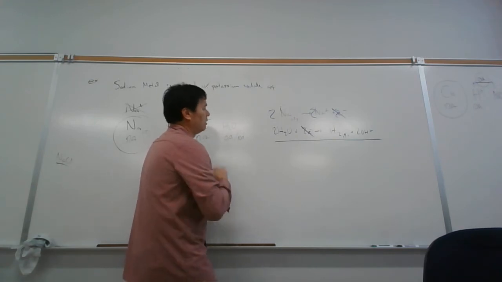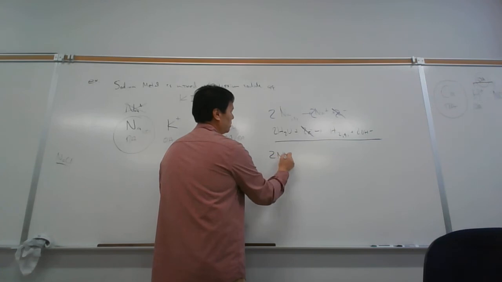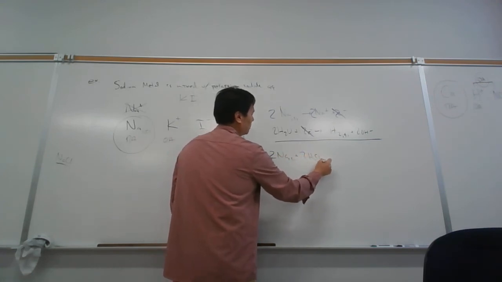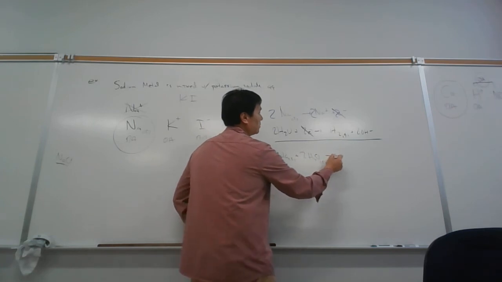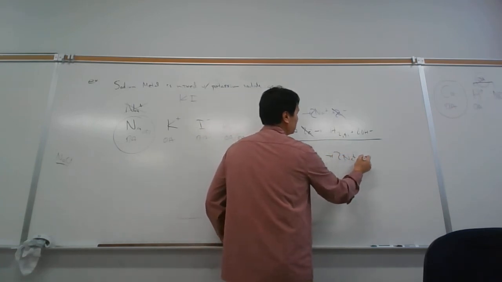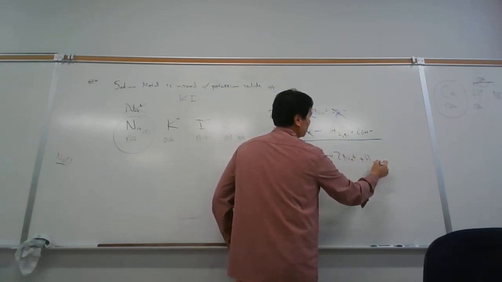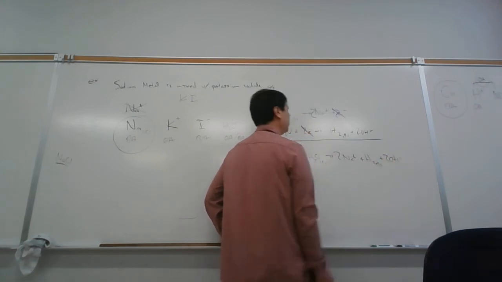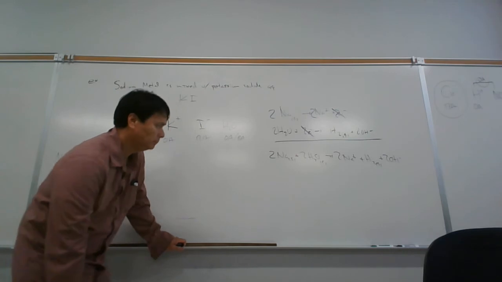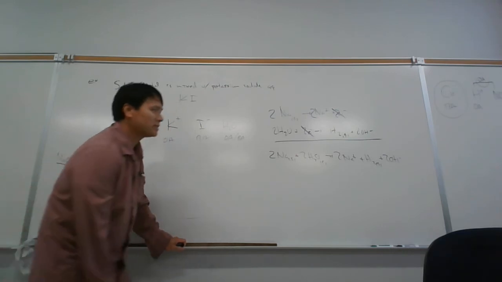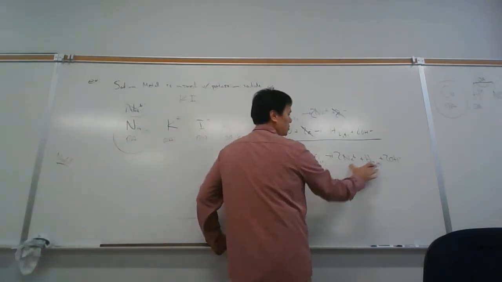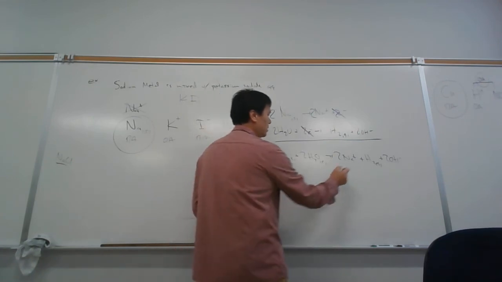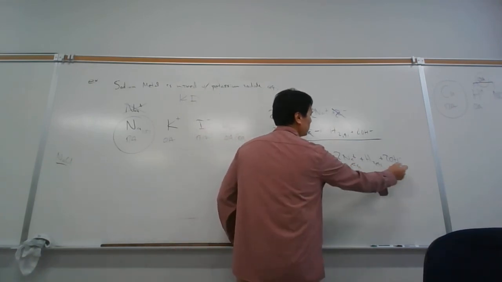And so overall, I'm going to have 2 sodium solids plus 2 H2O liquids. This is going to produce 2 sodium ions plus hydrogen gas plus 2 hydroxide ions. Sodium ions and hydroxide ions will form sodium hydroxide, and so we end up with sodium hydroxide and hydrogen gas. These are aqueous here.